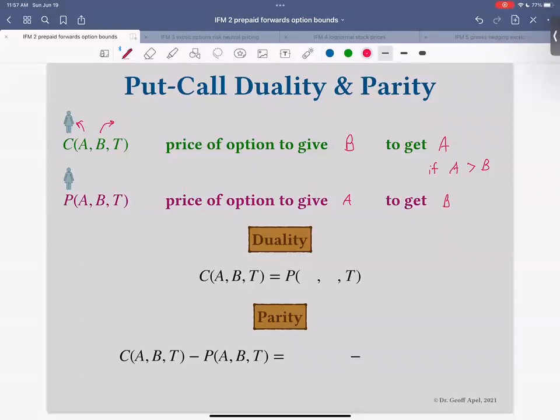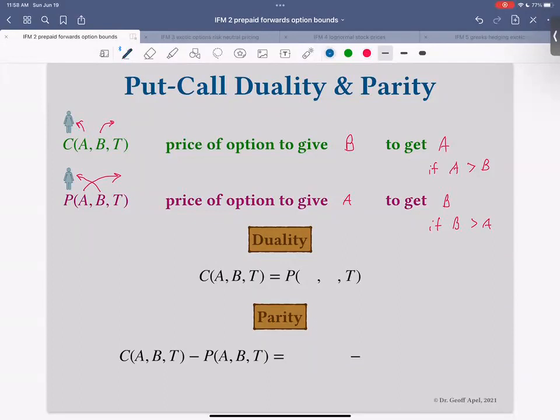And when would you do that? Well, again, when it's advantageous, I guess, where the strike is higher than the stock. So if the strike B is more than A. In other words, you're going to give away A, you're going to put A away from you to receive B. Okay, but notice how the idea is completely parallel.